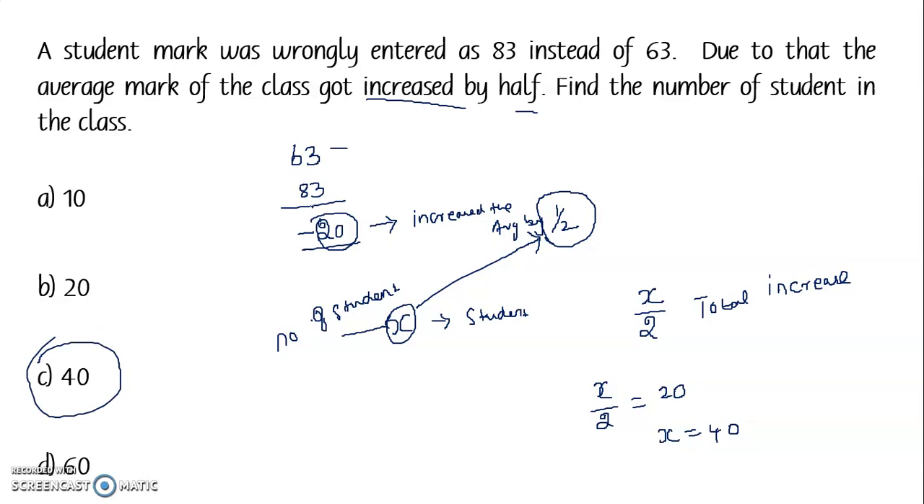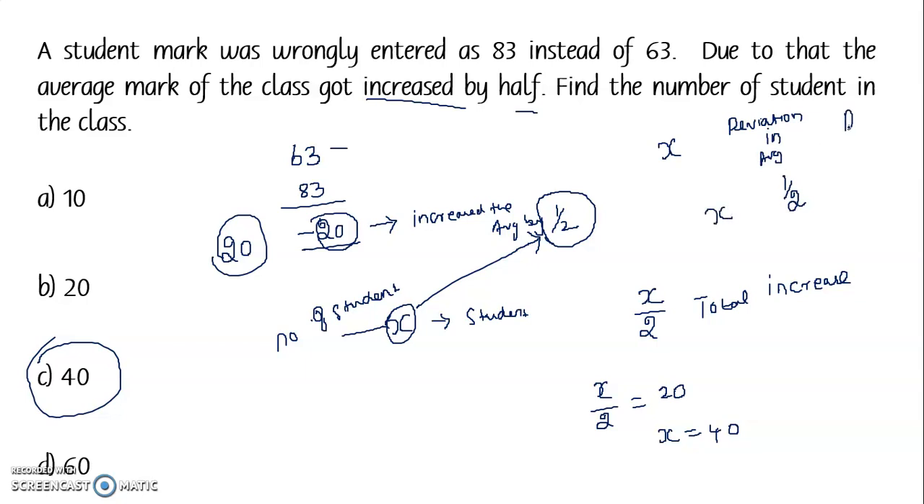First we found the deviation. The deviation is 20. And then I assumed let x be the number of students. And the average mark has increased, that is the deviation in average. Deviation in average is half. The number of students is x.